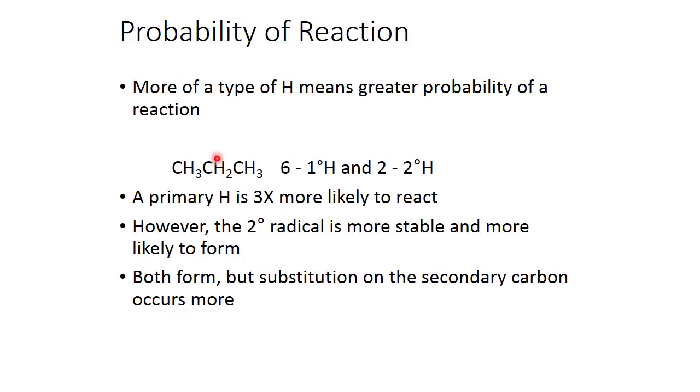What we find happens is both the secondary and the primary free radical form. And after we do research and we look at the outcome of reactions, what we actually find is both form, but the secondary substitution is slightly more likely to occur. And the greater the stability of the free radical, the more likely that compound is going to be to form.